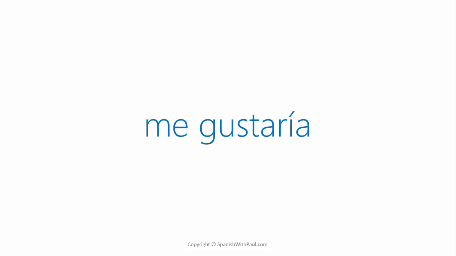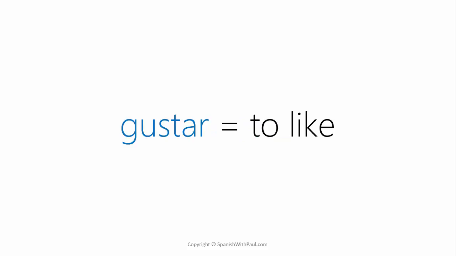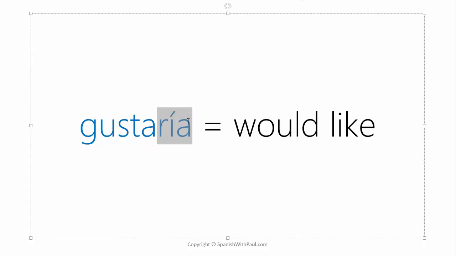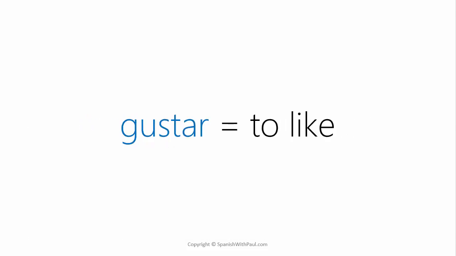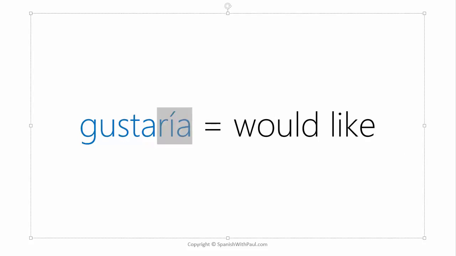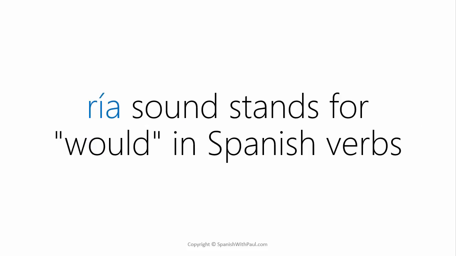Now we have the verb gustar, to like, and you can see that for would like, we get this ria ending here, this key sound of ria. So just the verb on its own, to like, gustar, but would like, it takes on this ria sound, gustaría. So this ria sound represents would in Spanish verbs.